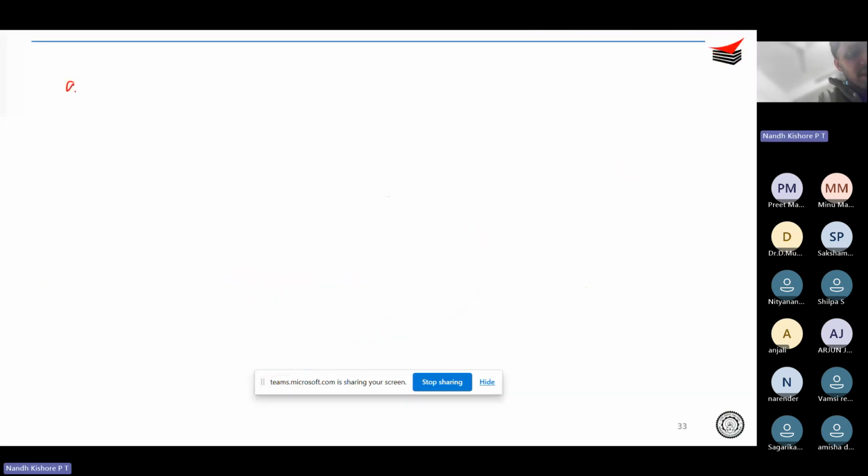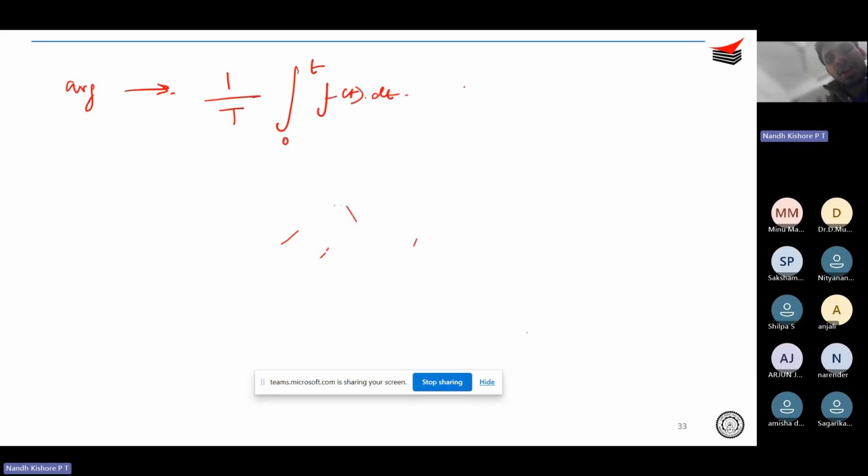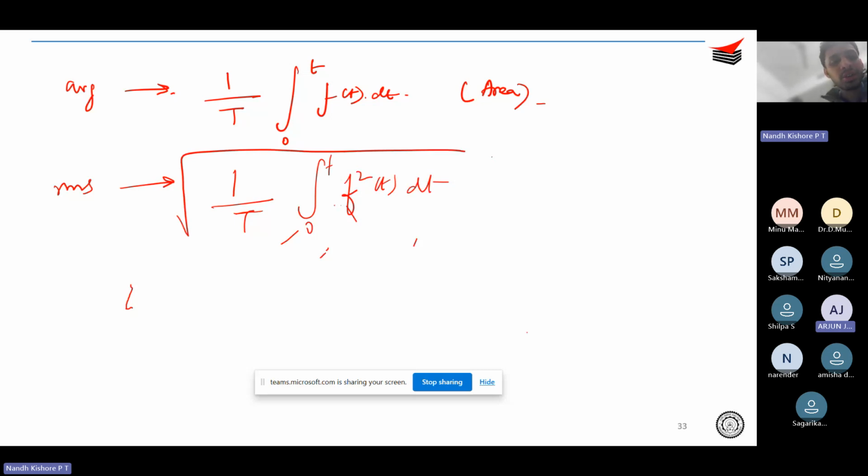Okay. So what is the definition of average? Average means it is 1 by T integral 0 to T f of t dt, right? That is, you simply find out the area. For RMS, it is basically 1 by T integral 0 to T of f squared of t dt. So we have found out the mean square, and it is actually root mean square, right? So this is your RMS, right?